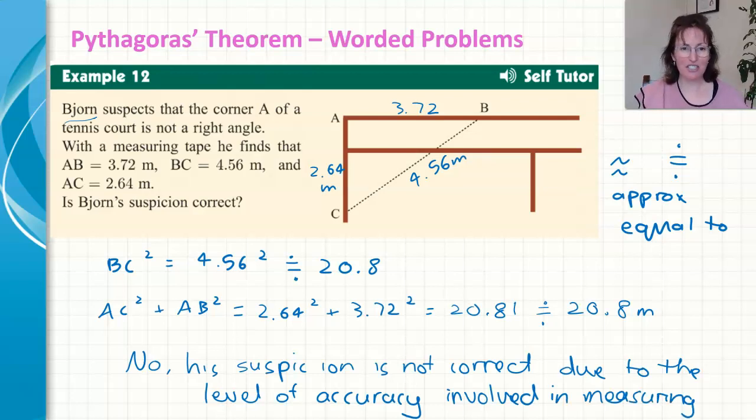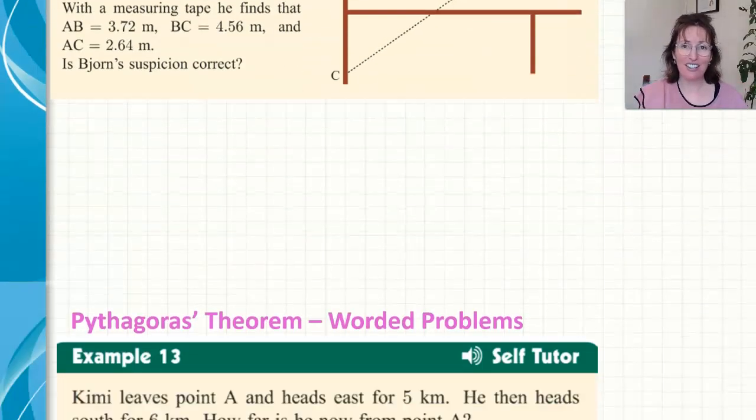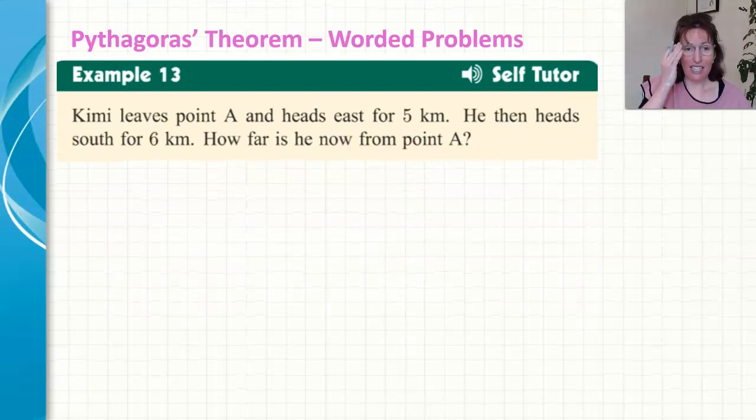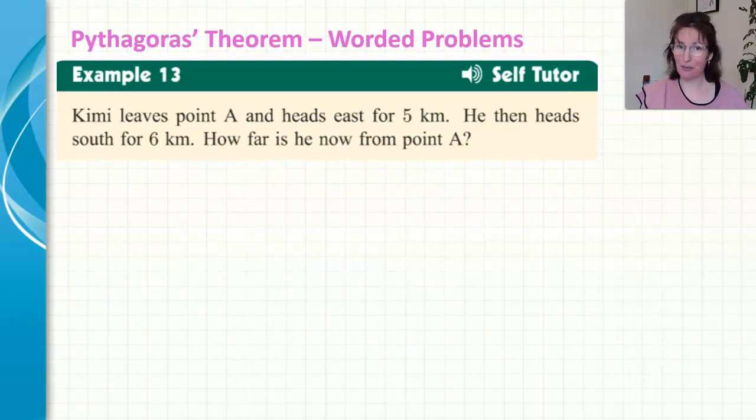So have we answered the question, is his suspicion correct or not, and give a reason? That's often really important in these worded problems to show your knowledge and understanding there. And last one here, Kimmy leaves point A and heads east for 5 kilometres. He then heads south for 6 kilometres. How far is he now from point A?